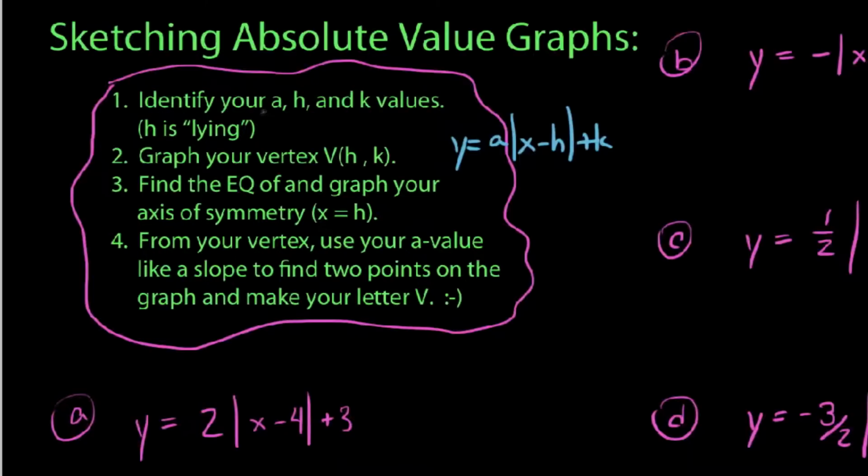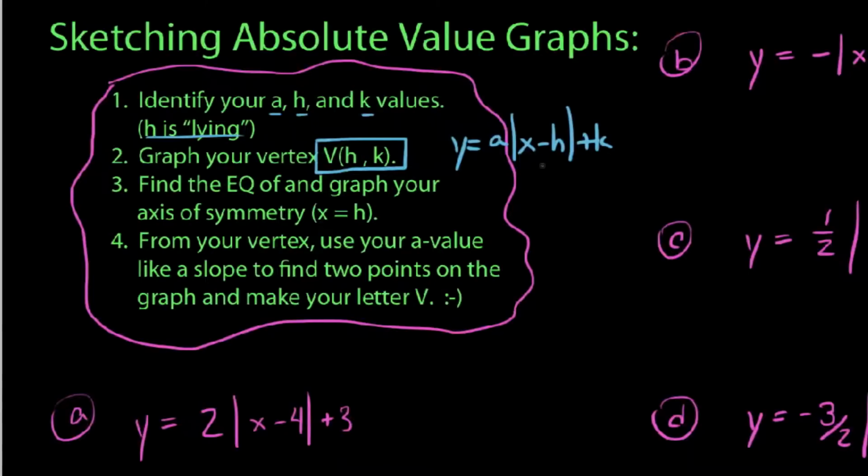When we sketch these things, the first thing we're going to want to do is identify a, h, and k. And notice here that I say h is lying. The reason is that when we graph this, we're going to graph our vertex first, and we need to know where the vertex is. The vertex is always at h comma k. So whatever our h value is and whatever our k value is tells us, respectively, the x and y value of our vertex.